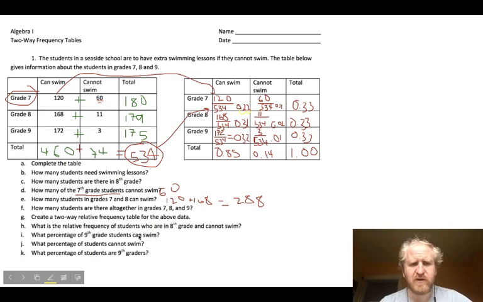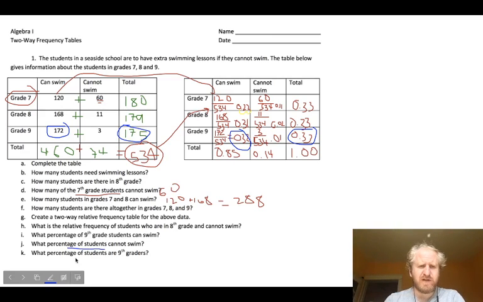What about what percentage of 9th graders can swim? So here's 9th graders. Now this is different. What percentage of 9th graders? One way that we could do this is to take this number and divide it by this number. Or you can take this number and divide it by this number. Because I'm just looking at what percentage of 9th graders. So when they say what percentage of a certain thing, that's when you have to change the denominator.